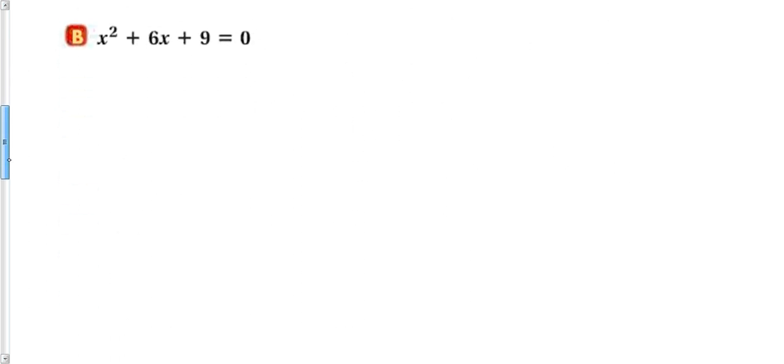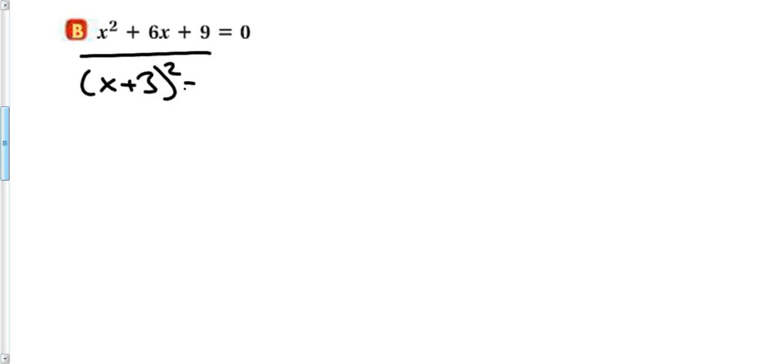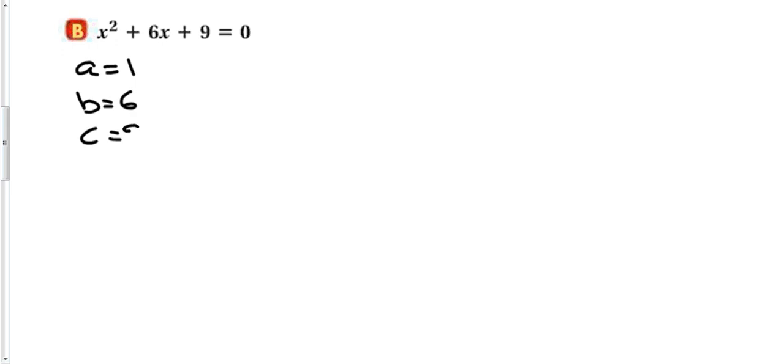Okay. With this problem, hopefully you could recognize that this happens to be a perfect square trinomial. It is in fact x plus 3 squared. Setting that equal to 0 would give me x is equal to negative 3. But what happens if you didn't see that and you didn't know exactly how to factor it? You could still use the quadratic formula. So we would have that a is equal to 1, b is equal to 6, and c is equal to 9.